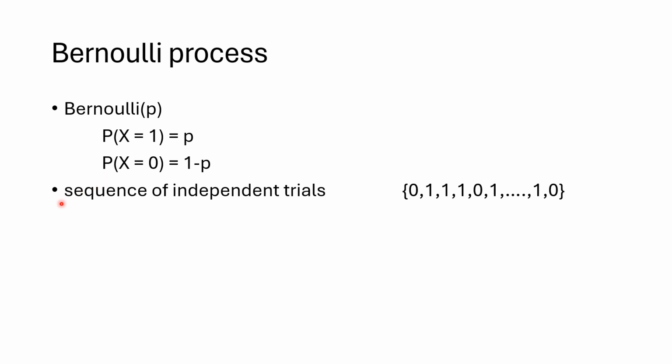And the Bernoulli process is a sequence of independent trials of Bernoulli random variables, just like a sequence of 0 and 1. The Bernoulli process is orderly, meaning you cannot get two outcomes at the same time. And it's memoryless, meaning the outcome of each time slot is independent.